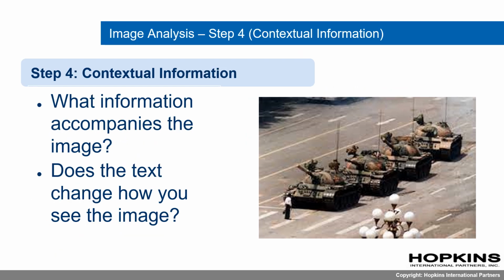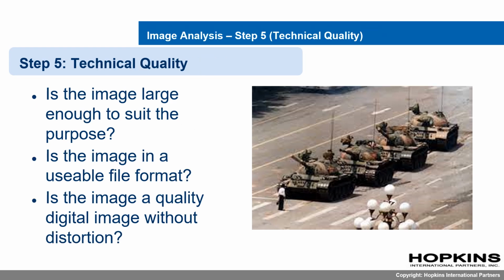Step 4. Contextual information. What information accompanies the image? Does the text change how you see the image? Although this image does not contain any text, this presentation has shared some information about the image. How did that information on the Tiananmen Square protests change how you see this image? How did knowing that this image was included as one of the most influential photographs of human history change how you perceive this image?